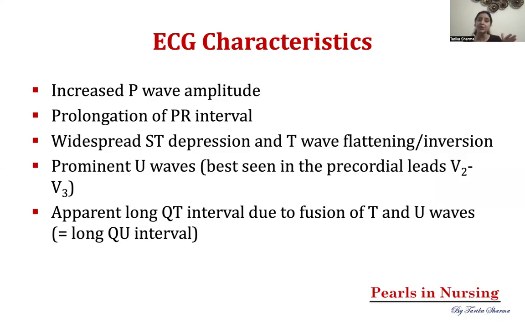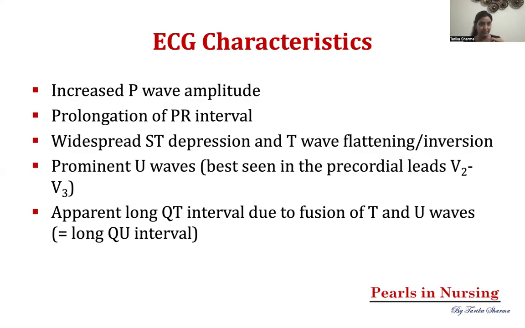There can be prolongation of the PR interval. The width of the PR interval might increase. Normal PR interval is between 0.12 to 0.20 seconds. But in case of hypokalemia, it can be more than 0.20 seconds. There can be ST depression or T wave flattening or inversion. And also, a very important feature, there can be the presence of a prominent U wave.